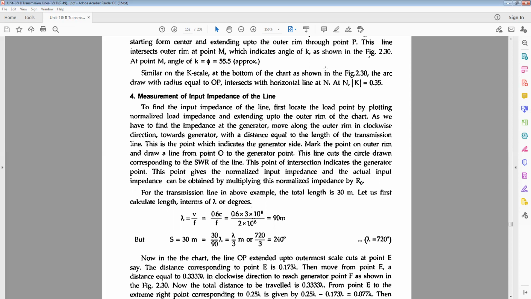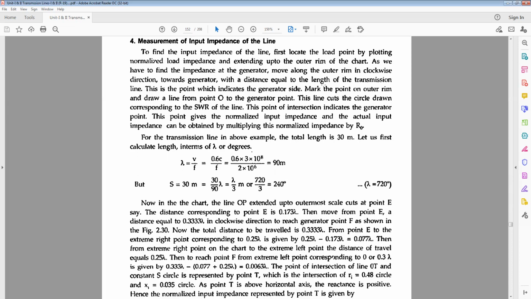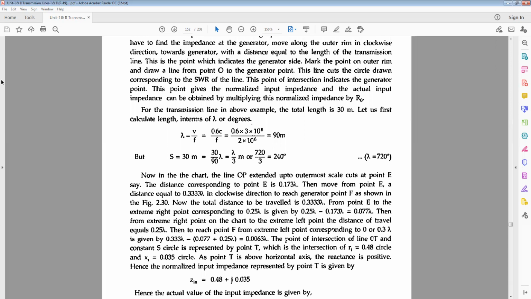So whatever the angle is there, for OP, extend that 55.5 degrees in the anti-clockwise direction up to 240 degrees. Now in the chart, the line OP is extended up to the outermost scale and cuts at the point E, and the distance corresponding to the point E is 0.173 lambda. Okay, you can use all the values we got from the Smith chart. Then move from the point E a distance equal to 0.33 lambda in the clockwise direction to reach the generator point F, as shown in the figure.